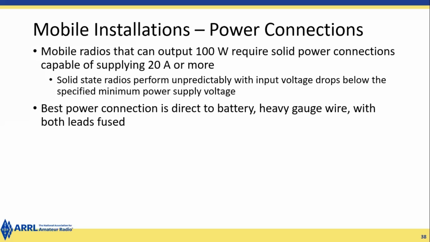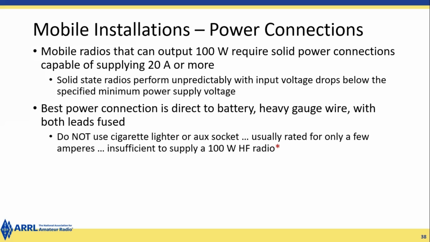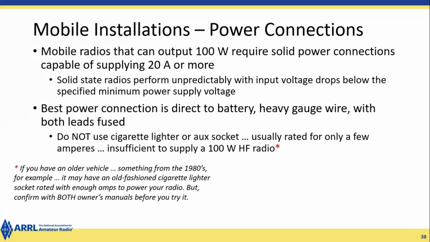So for a mobile installation connected in your car, go directly to your battery if you can. Use heavy gauge wire, and fuse both the wires. Don't use a cigarette lighter or auxiliary socket. They're usually rated for just a few amps, and they're insufficient to supply the power needed for a 100-watt radio. Older models, before the 1980s or so, were usually a little more robust, but the newer ones have reduced the power on the cigarette lighter output.